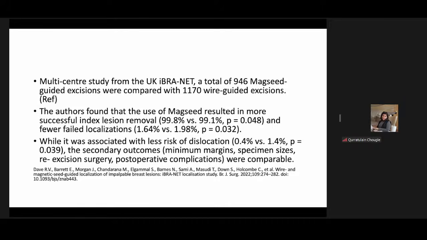So there was a multi-center study from the UK, IBRANET, in which a total of 946 MAXID-guided excisions were compared with 1,170 wire-guided excisions. The authors found that the use of MAXID resulted in more successful index lesion removal, 99.8% versus 99.1%, with a p-value of 0.048, and fewer failed localizations. While it was associated with less risk of dislocation, the secondary outcomes, which were minimum margin, re-excision, specimen sizes, re-excision surgery, and postoperative complications, were all comparable.